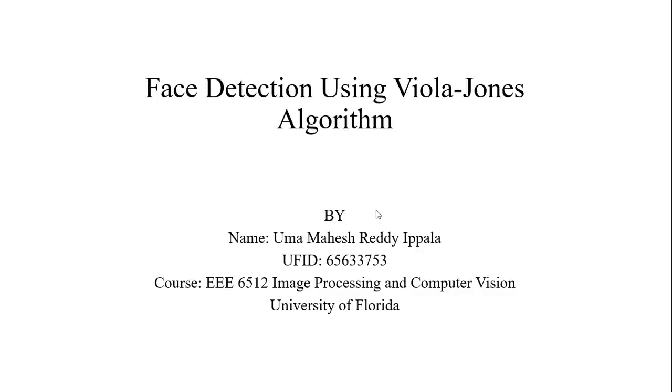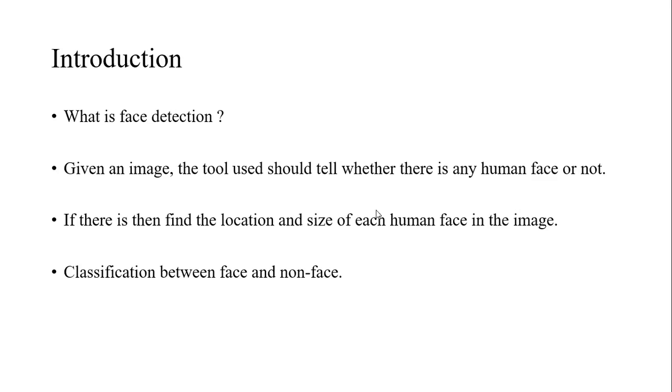This presentation is for the Image Processing and Computer Vision course, and the topic of this presentation is face detection using the Viola-Jones algorithm. First things first, what exactly is face detection? Given an image, if the tool or the software that we use is able to identify whether a human face is present in that image or not, then that process is called face detection.